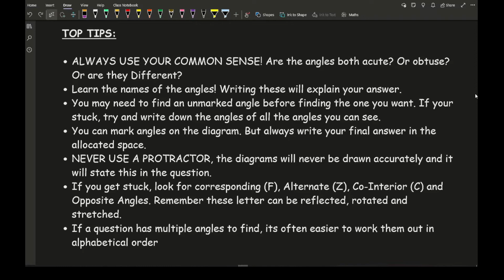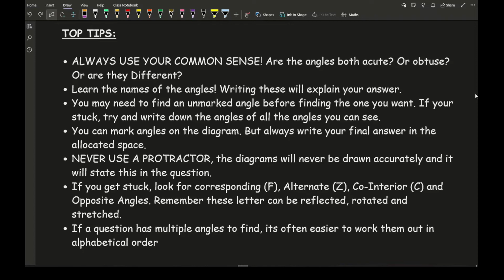Now another thing is that you can always mark angles on a diagram. A couple of years ago, any markings on diagrams would not be marked in exams. However, that is now allowed. So if you write any markings, like the numbers of angles, on your diagram, then that will get marked. So use your diagram. You don't have to write everything down in nice polite sentences. But the key thing is always make sure that you write your final answer in the allocated space. We don't want your answer to look like a treasure map where whoever's marking has to look for your answer. It should be clear and highlighted in the allocated space.